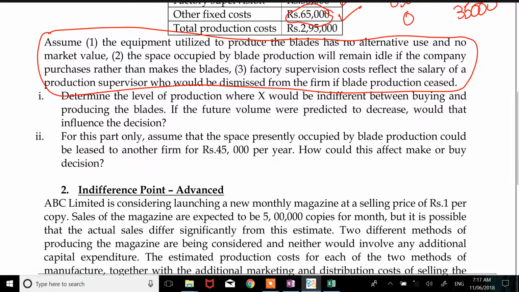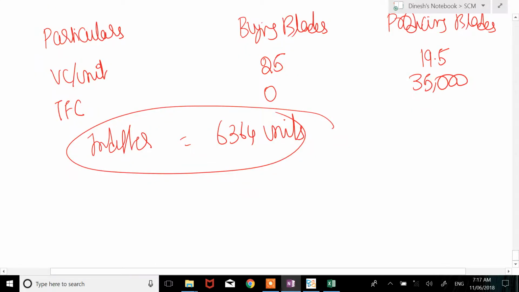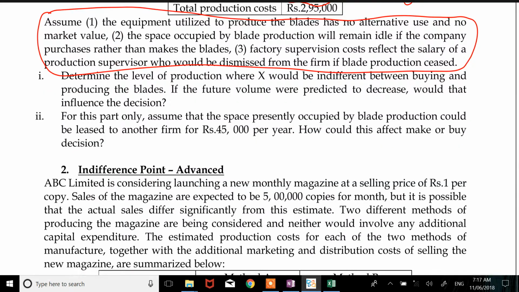Now let's discuss this part. How do you want me to factor this? Some 45,000 is given. I want you to tell me what of this will change. Something has to be changed. Part 2. Either the 25, 19.50, 35.